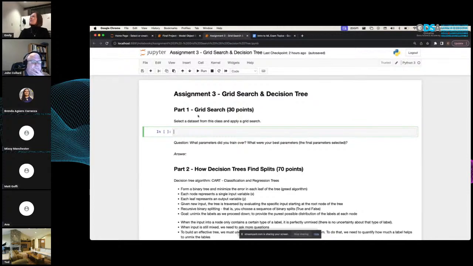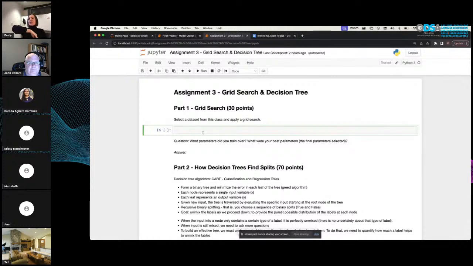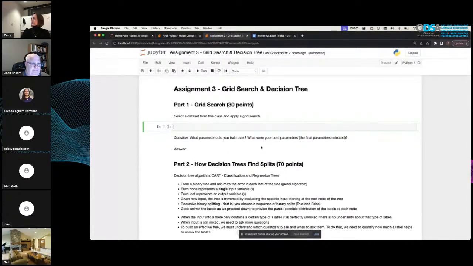I think we've done a lot of this already. I think you can go find code, or if you have questions, I can point you to code too. Select any data set that we've worked on from this class. If you really want to use one from outside the class, that's fine too. I think it's going to be easier if it was one from within the class. And then just apply a grid search. So you could select the iris data set, for example. Go copy paste all the steps you did for that, and then just add a grid search at the end of that. Then I just want to know what parameters you trained over and what were your best parameters selected.